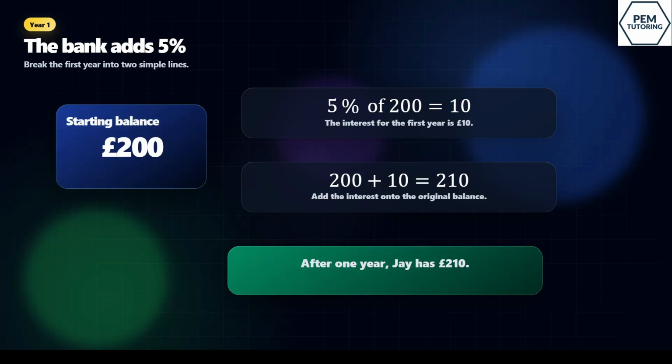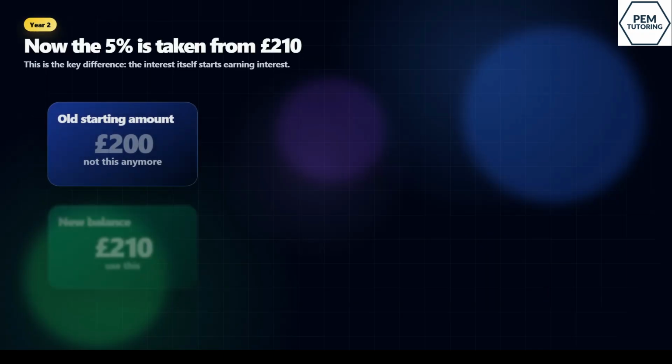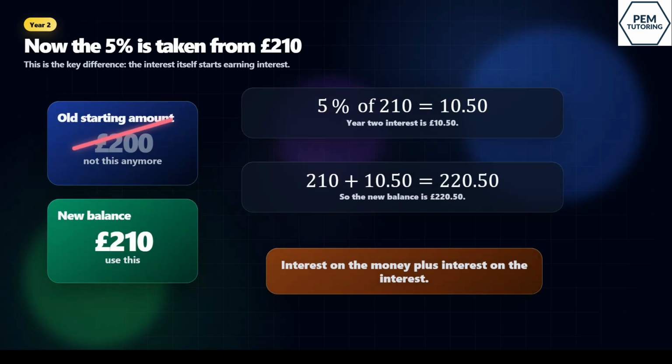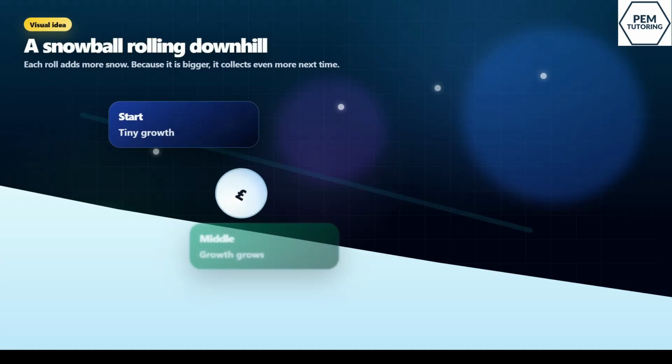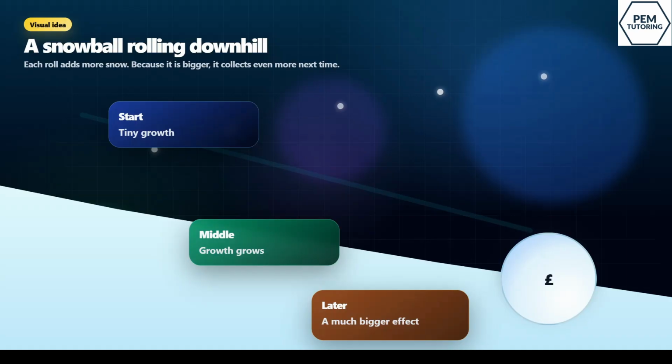Now here's the key part. In year 2, the bank does not add 5% of the original £200. It adds 5% of the new amount, £210. So now Jay is earning interest on the money plus interest on the interest. That is compound interest. It is money growing, then the growth growing as well, a bit like rolling a snowball down a hill. At first it looks tiny, but every roll adds more snow. And because it's bigger, it picks up even more snow next time. That is the whole idea.